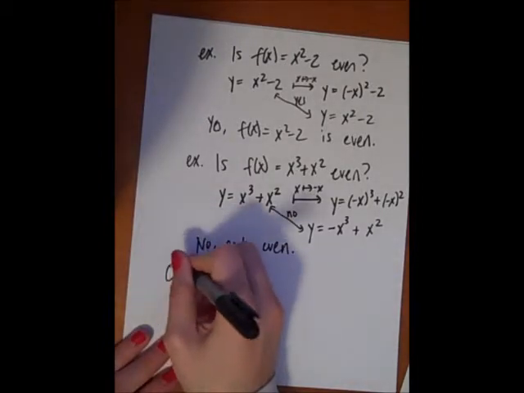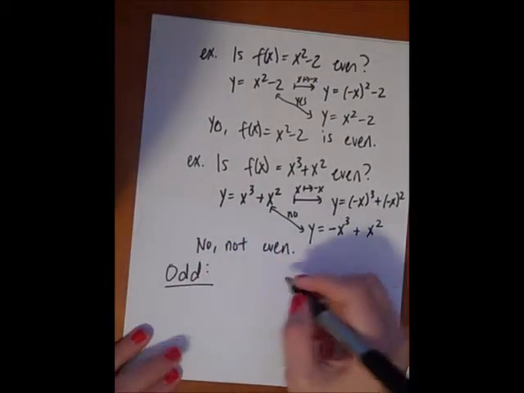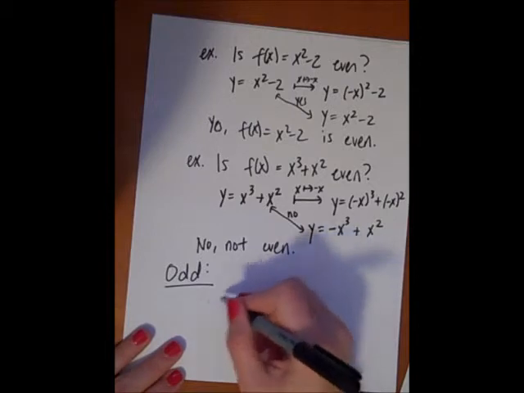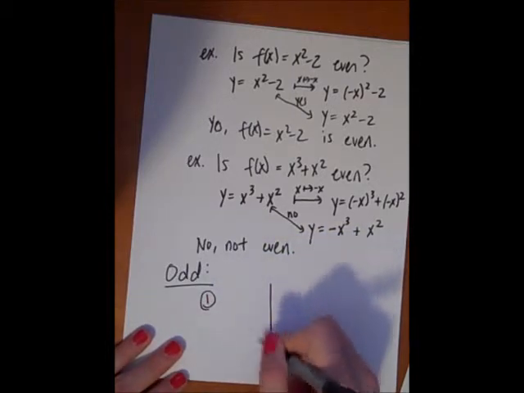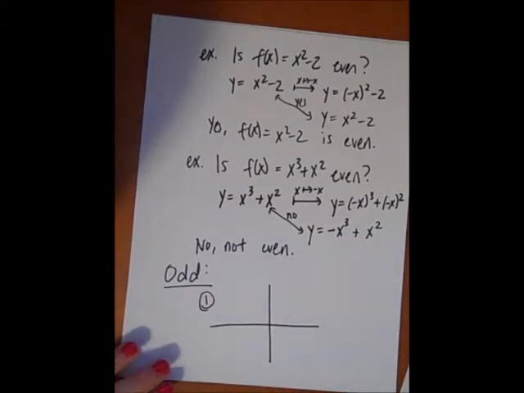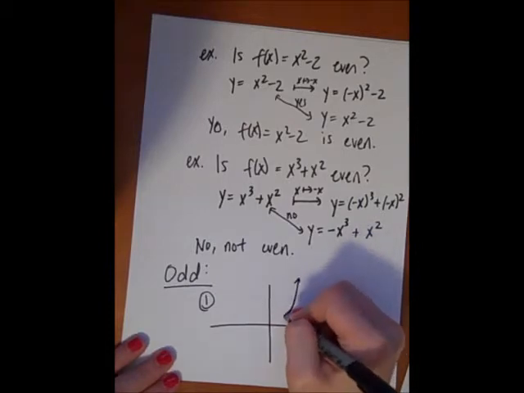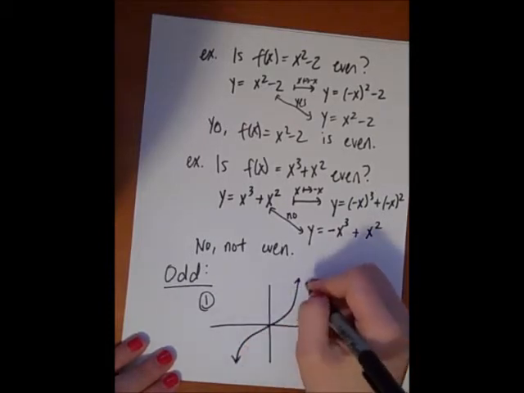Now let's talk about an odd function. The first way you could look at an odd function is pictorially: it means it's symmetric about the origin. So something like this.